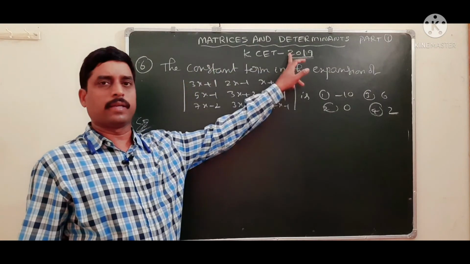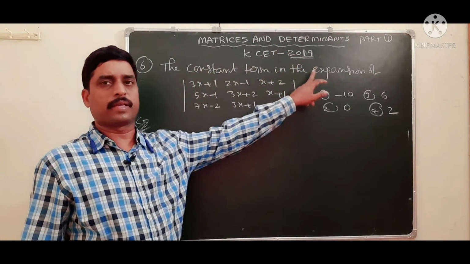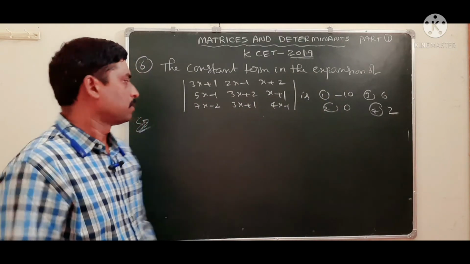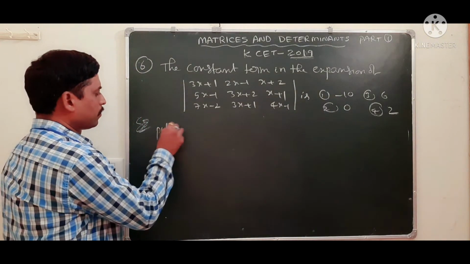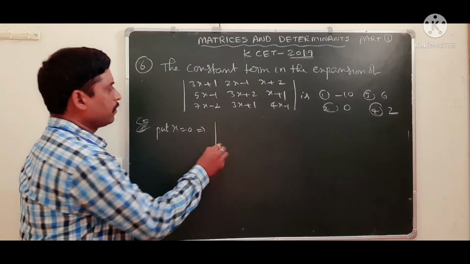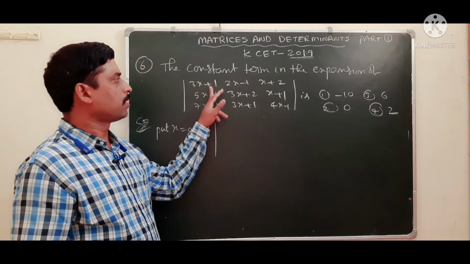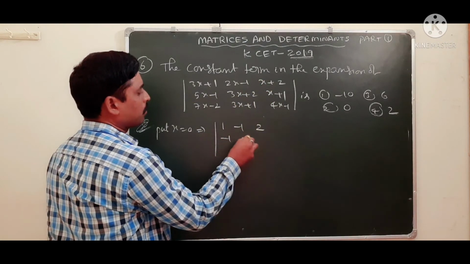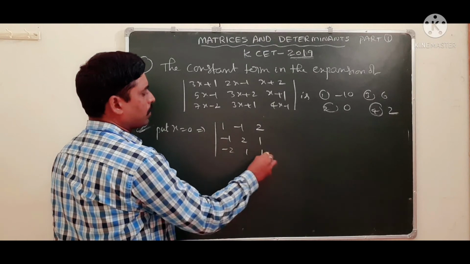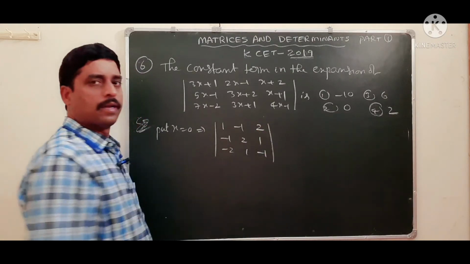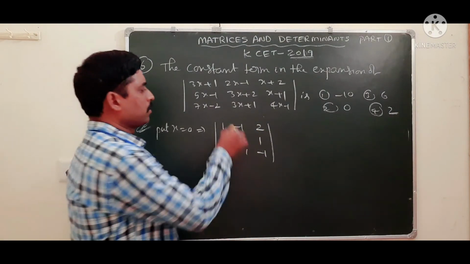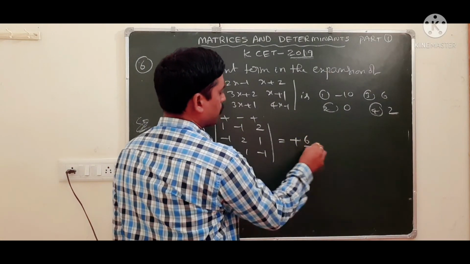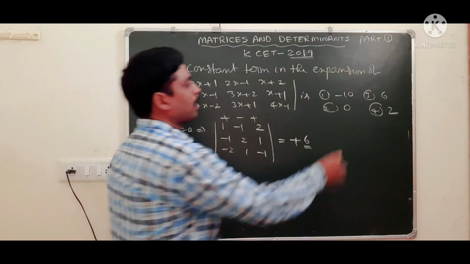This is a question from 2019. The constant term in the expansion of the 3 by 3 determinant. Options are given, so put x equal to 0. The first row is x plus and 0, then 1, minus 1, 2, and the second row is minus 1, 2, 1, minus 2, 1, 1, 1, minus 1. Let us simplify. After simplification, the value is 6. So option 3 is correct.